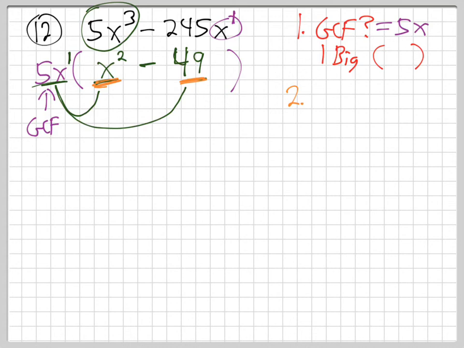When? What is x squared minus 49? Yeah, things like that. When the two terms, I should say, if the two terms are both perfect squares. Now, what's a perfect square?